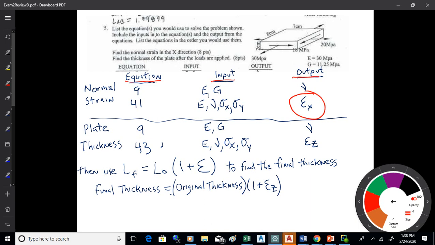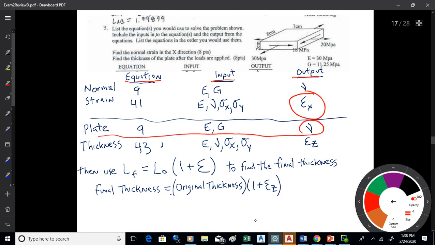Okay. I'm also asking how thick the plate would be after the stresses were applied. Well, what I would do, just as above, I would find nu, because I need that. Now, the thickness of the plate is in the z direction, so I would want to find epsilon z. That's equation 43. Same inputs. What I get out of it is epsilon z.